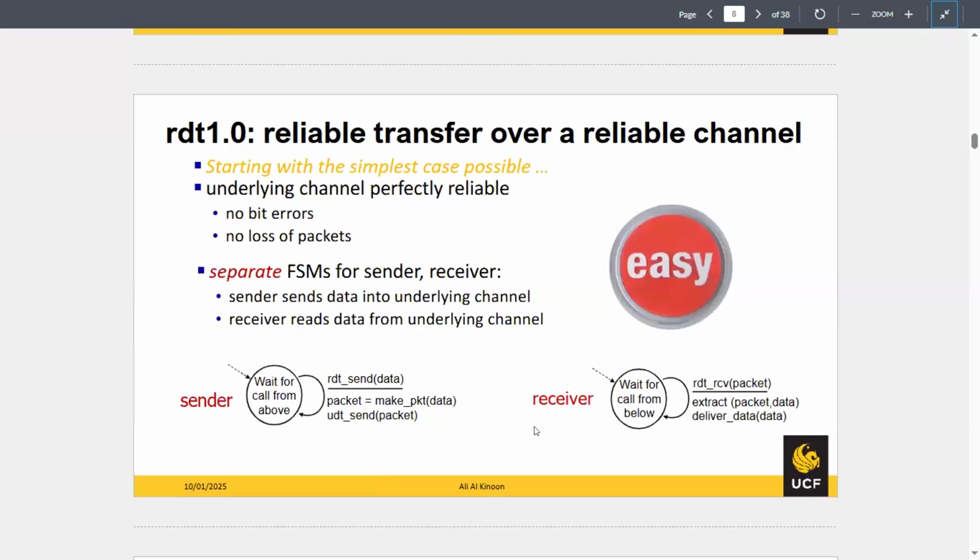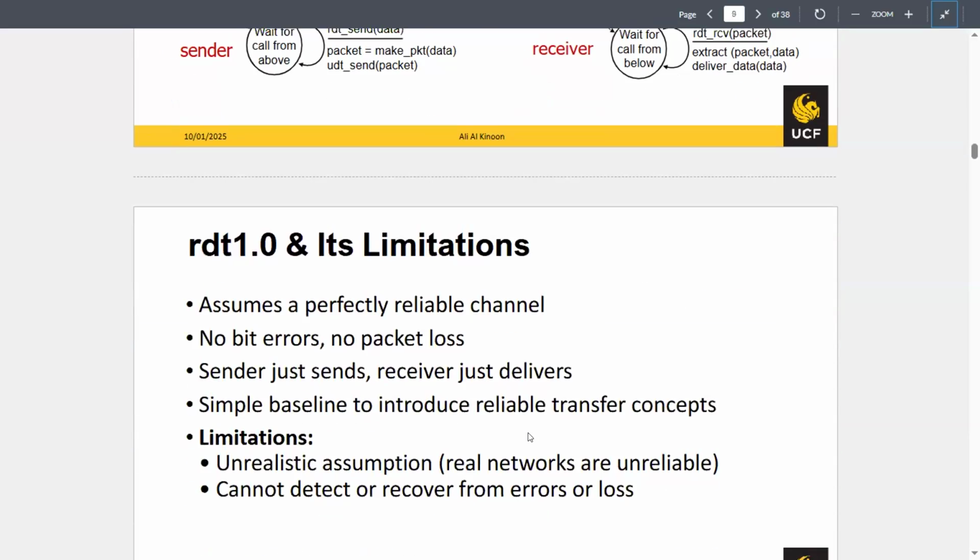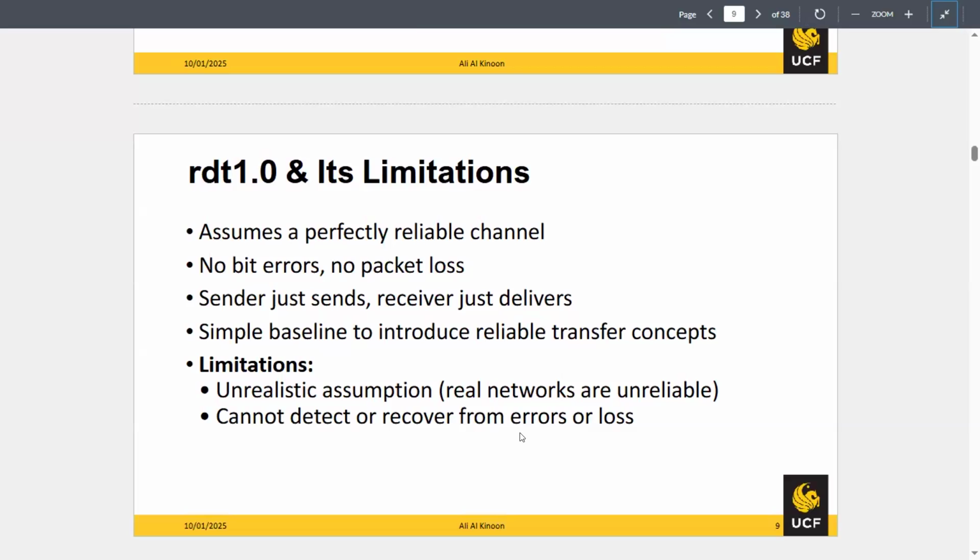And we said that RDT 1.0 is the first version of RDT. Here we are assuming reliable transfer over a reliable channel, like imagining the case where everything is perfect. Then we said that there are limitations with RDT 1.0: real networks are unreliable, and we cannot detect or recover from errors or loss.